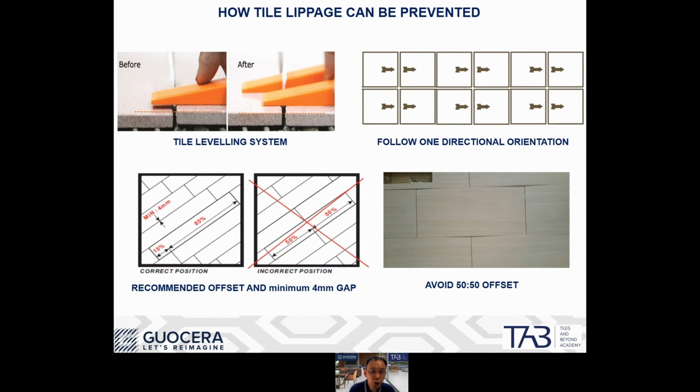All right, and also the tile gap should be a minimum of 4 millimeters. The reason for the larger gap is that when tiles are too close together, the lippage is more obvious. If the tiles are laid further apart, then the lippage is not so obvious.